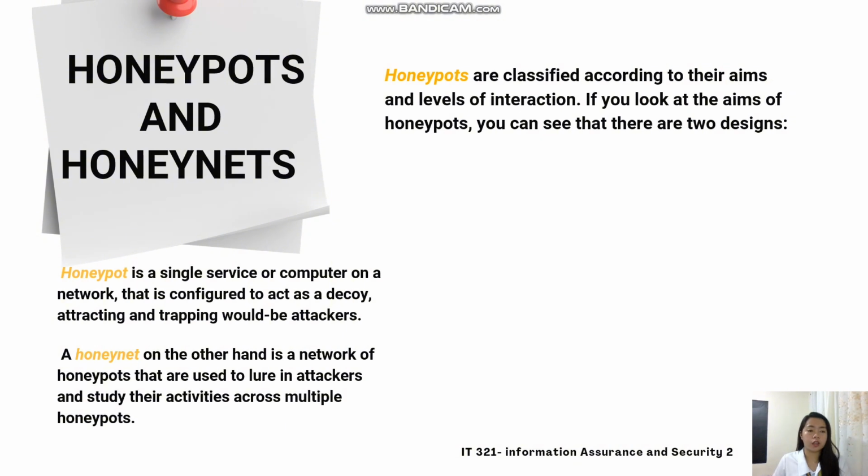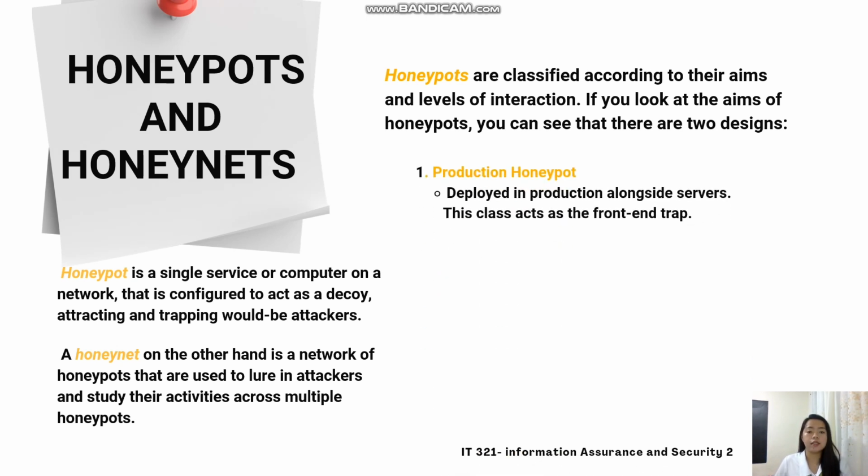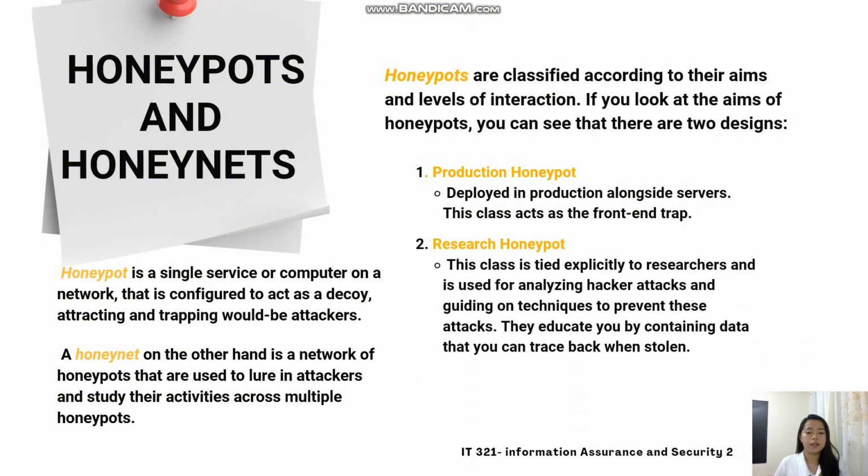Honeypots are classified according to their aims and levels of interaction. If you look at the aims of honeypots, you can see there are two designs. The first design is the production honeypot. This design is deployed in production alongside servers. This class acts as the front-end trap. The second one is the research honeypot. This class is tied explicitly to researchers and is used for analyzing hacker attacks and guiding on techniques to prevent these attacks. In this, they educate you by containing data that you can trace back when stolen.